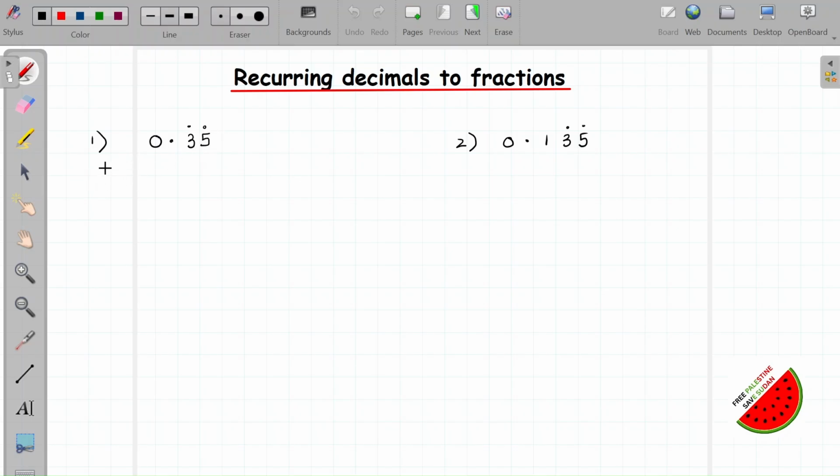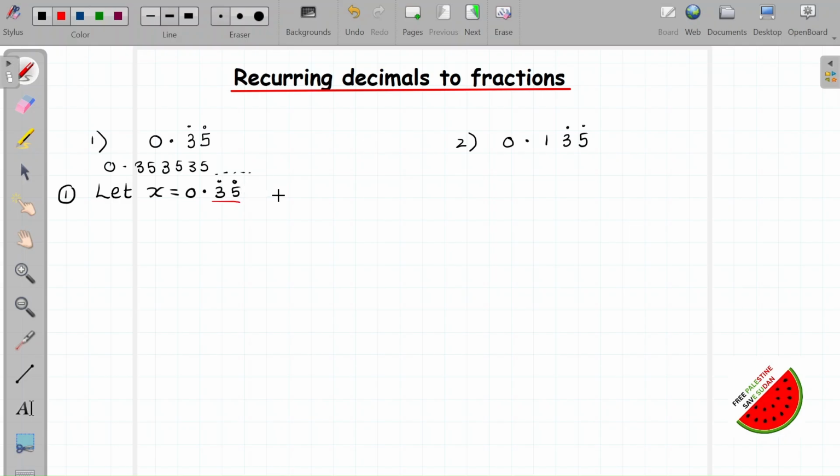So this number is 0.35, 35, 35, and so on. So the first step, we let x be equal to 0.35 recurring. Now the second step is to identify, okay, what is actually recurring, or are there any non-recurring digits after the decimal point? In this case, I'm going to underline the recurrent digits over here. So it's only the 3 and the 5 recurring.